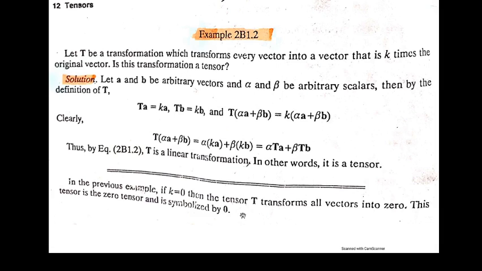Now I have left two examples, 1.3 and 1.4. Please do those two examples by yourself, by studying what is written there carefully.